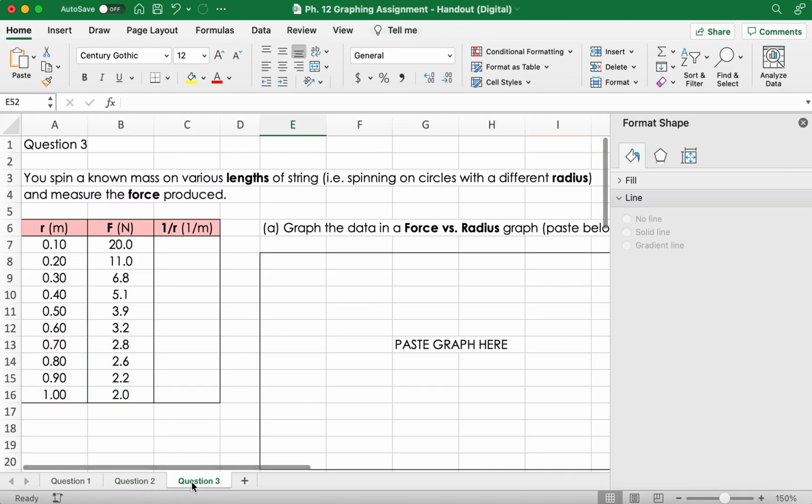And then there's a third tab with question 3, where your third column on your table is filled in by taking the reciprocal of r. So you're also doing a formula here.